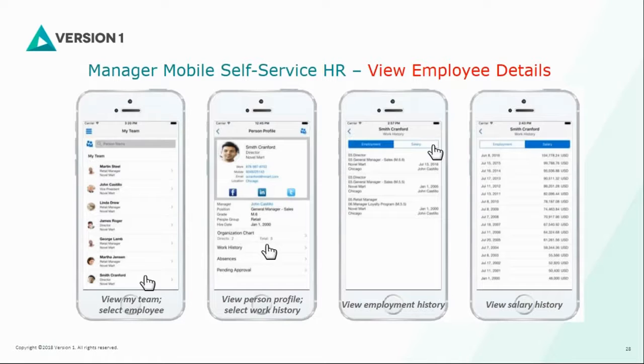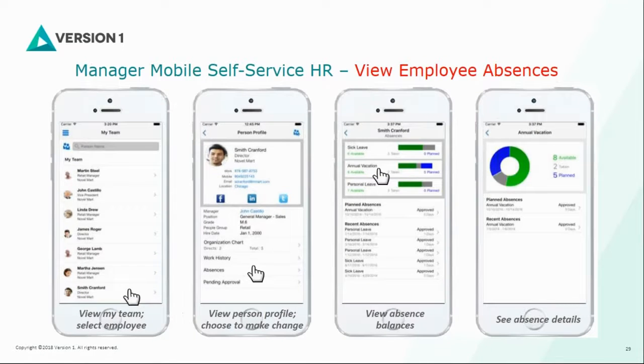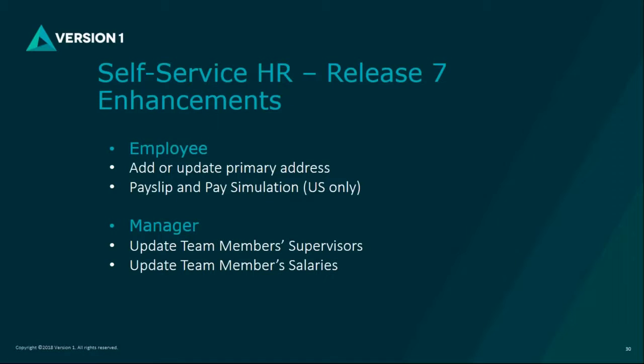Managers can view various items of HR-related information for their team members, including work and employment history, and also absences. And looking at the latest enhancements to self-service HR in Release 7, employees can now add or update their primary address. Payslip and pay simulation is also available, but for US only. And managers can update team members, supervisors, and salaries.